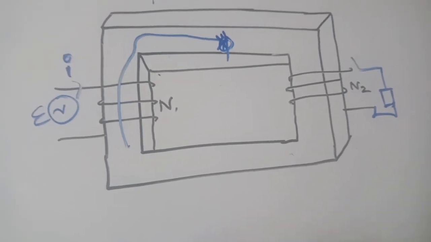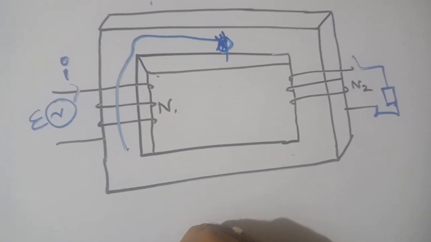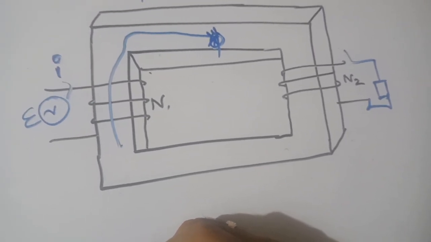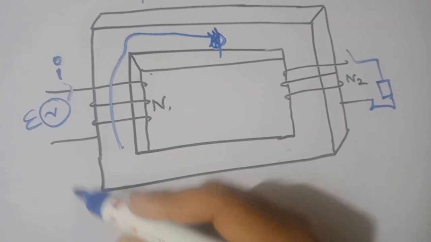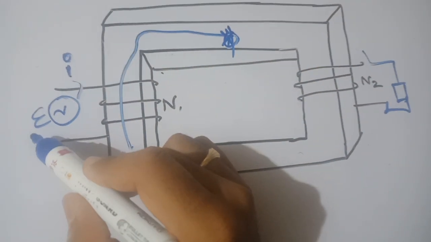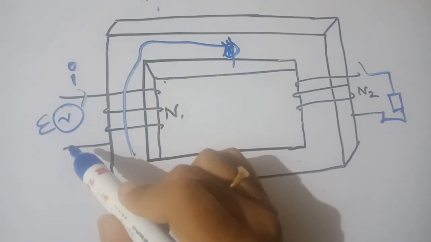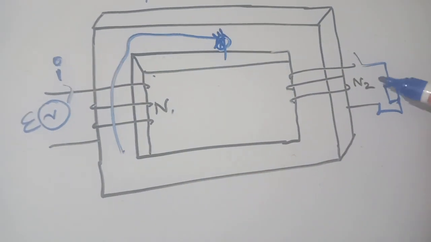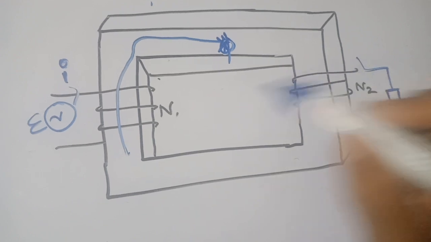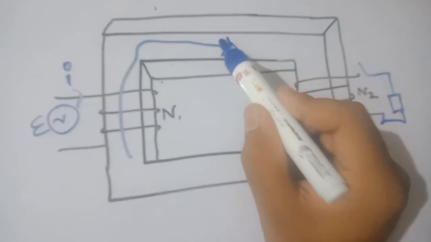So if you consider this transformer, many people may miss this point. I want to note it down. See here, when you apply an AC voltage source, obviously AC current will flow through this winding. As the transformer is on no load, a magnetic flux will be set up in the core.